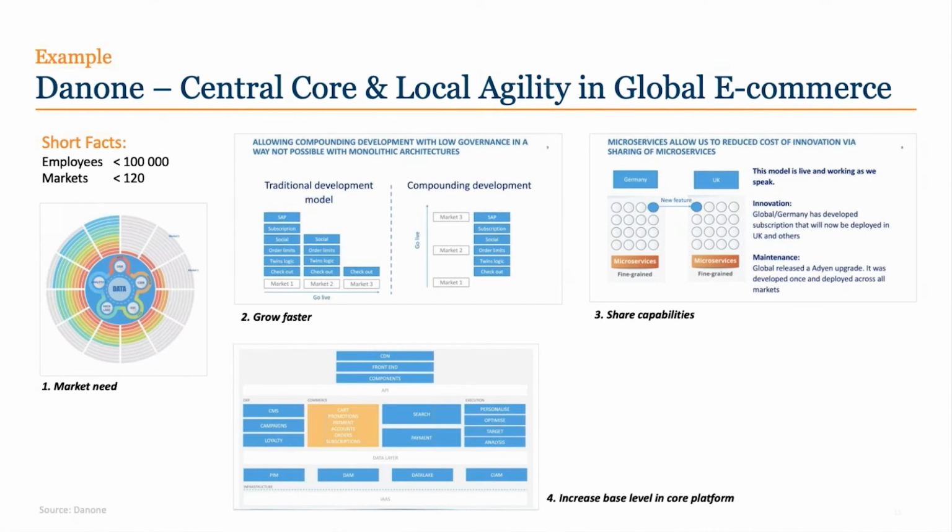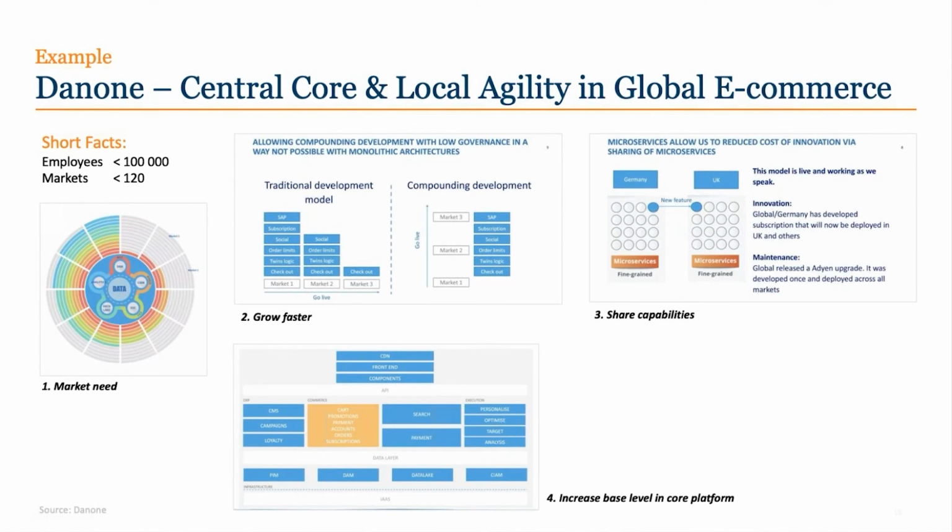And the gain for Danone is that they now have an ability to grow faster, as markets are now able to start with the last market's finished work instead of starting from scratch, because before, countries built more or less their own technical stack. They also have the ability to share local functionality as they are built. They are building everything as small Lego bricks, meaning microservices. If Germany is building something, the UK can reuse that Lego brick, and that hugely reduces the cost of innovation.